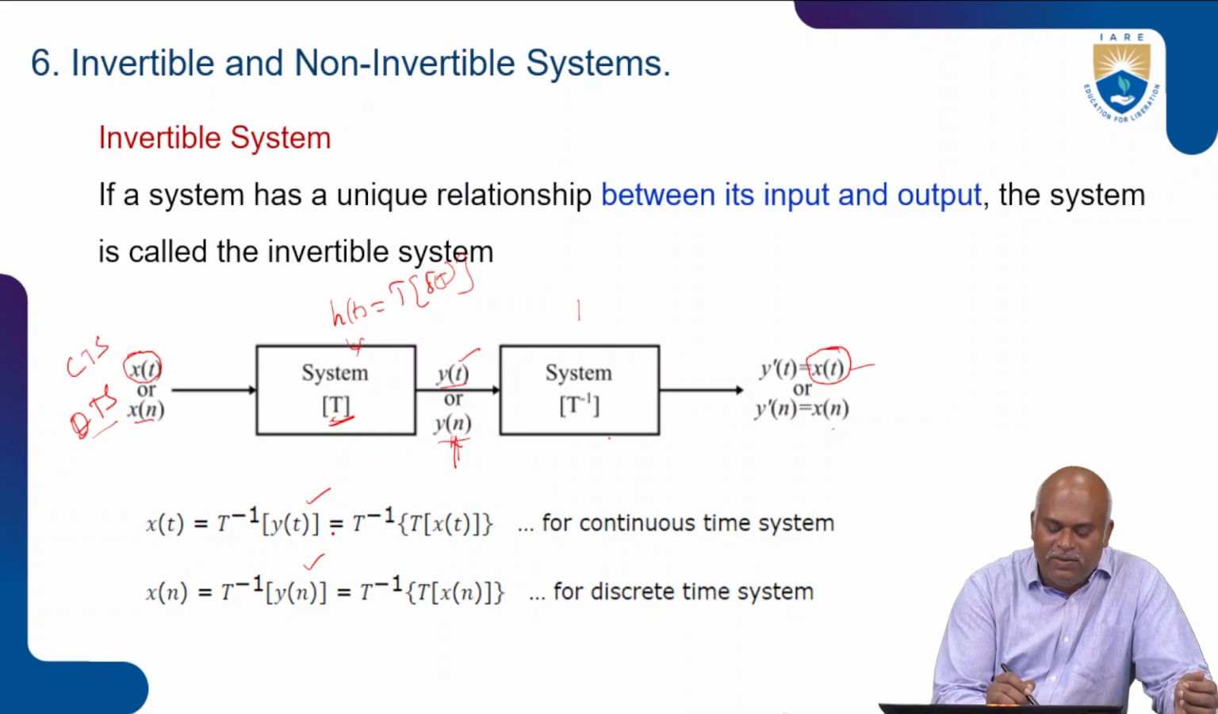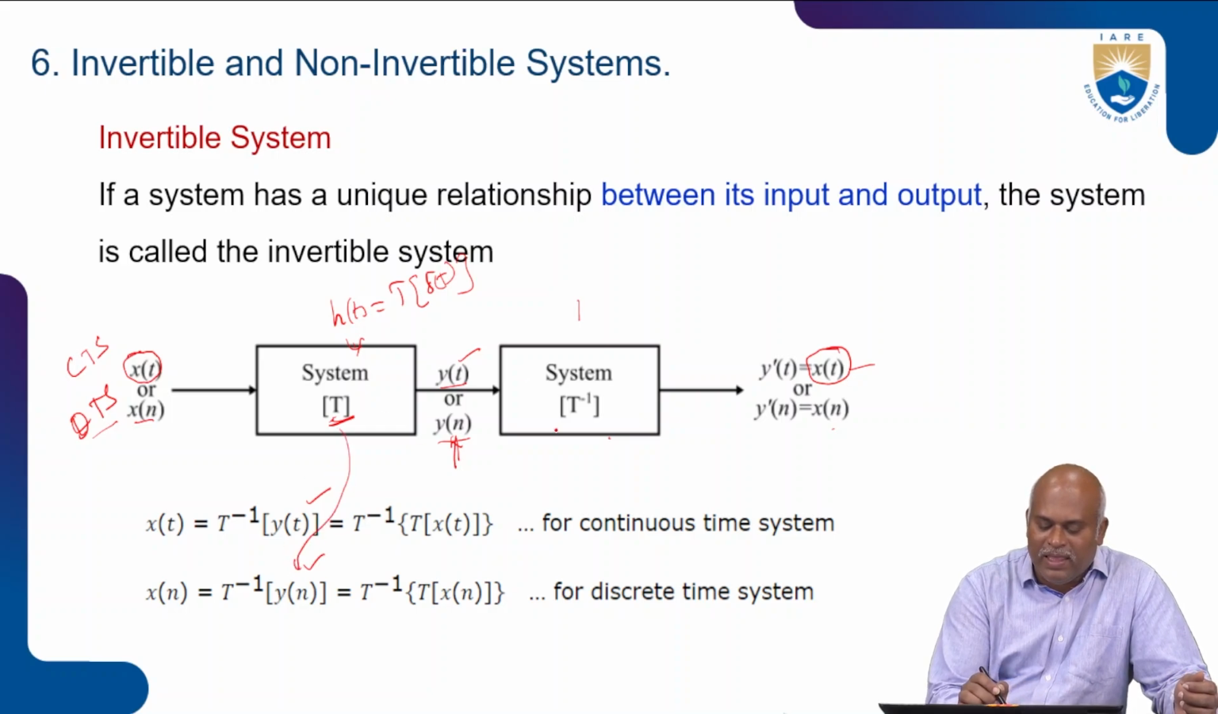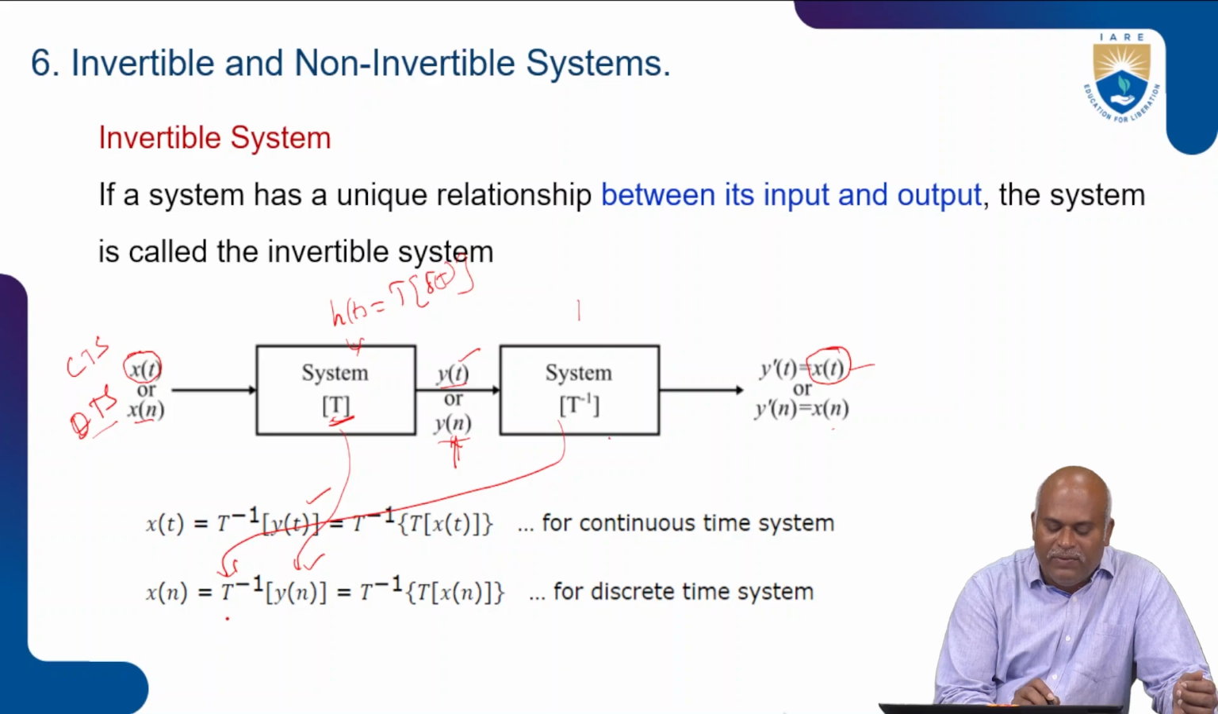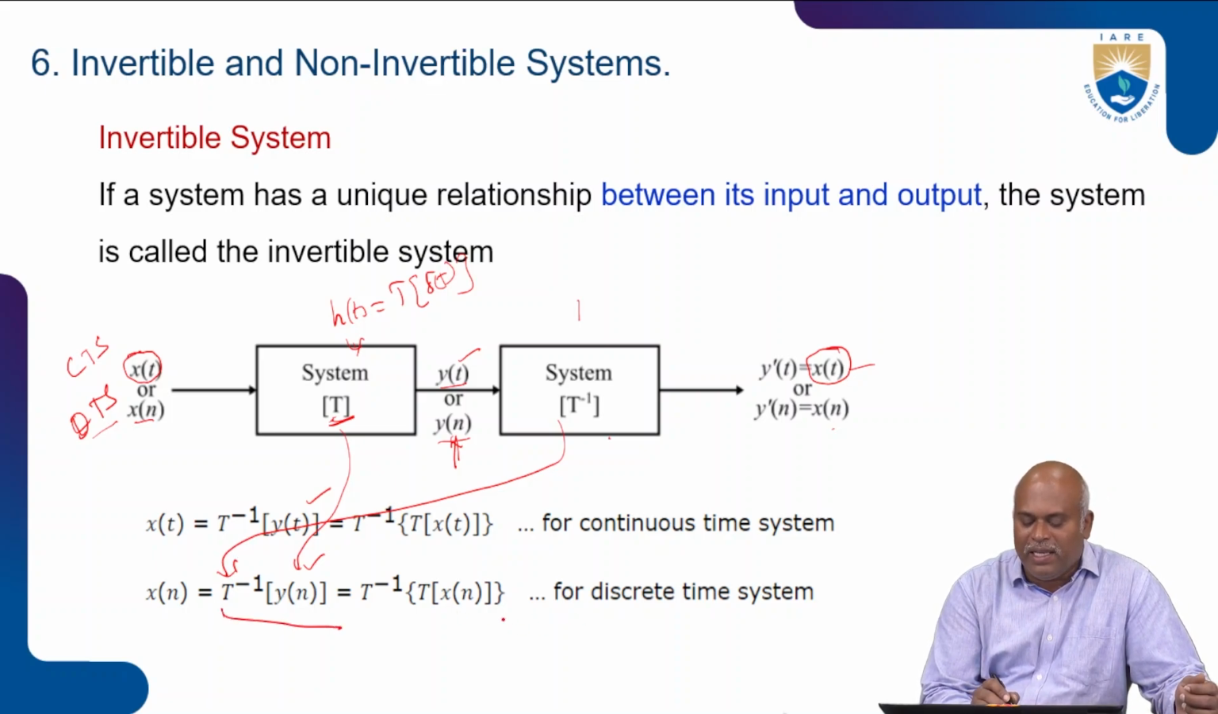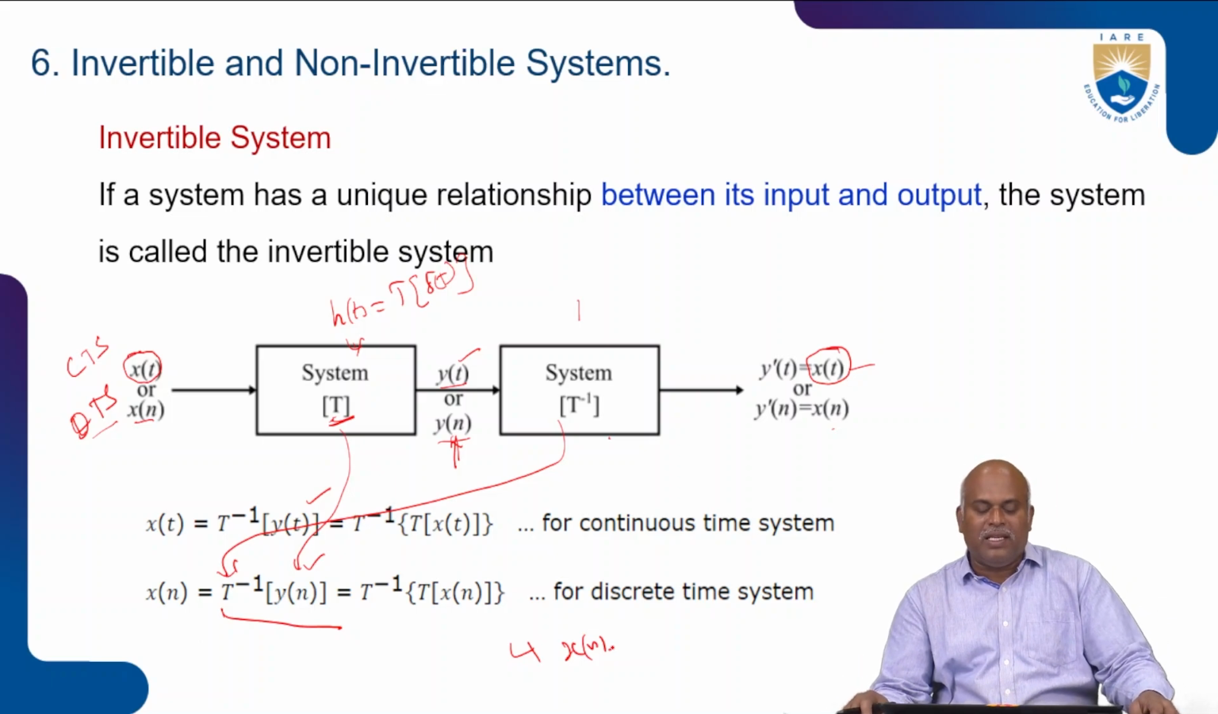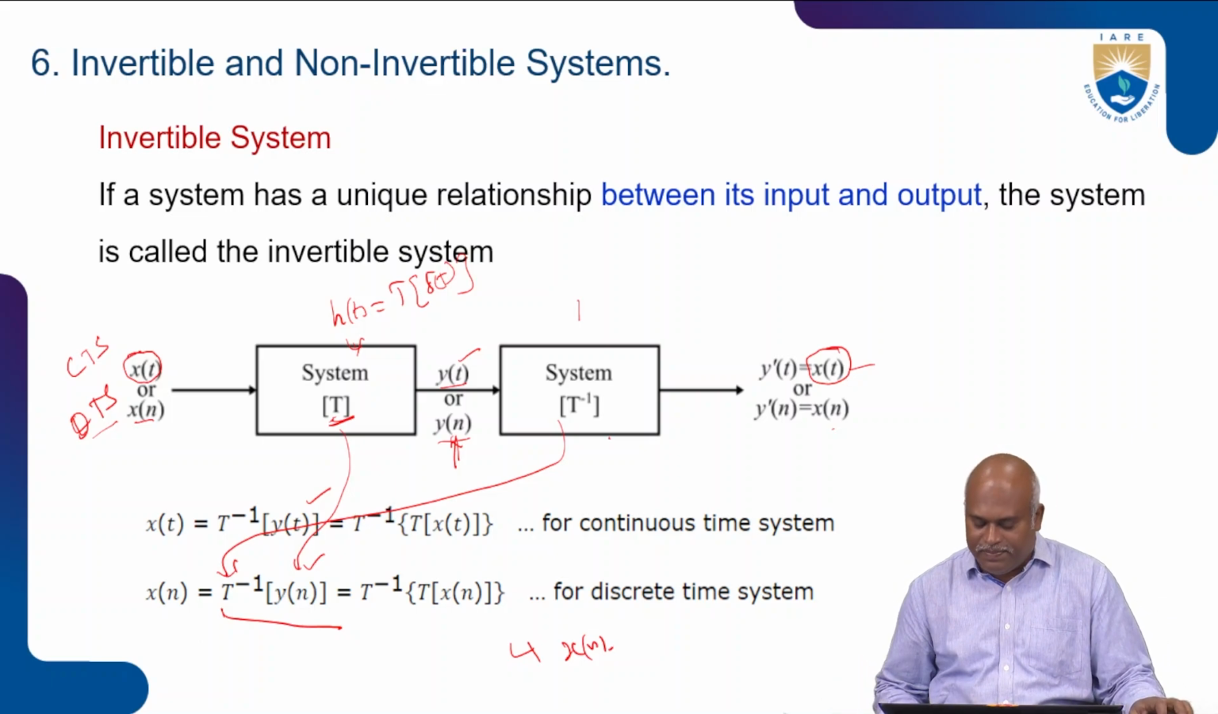So this is the performance of the first case. This is the performance of the second case. If you do it simultaneously for all, we get the output for the input x of n. So this kind of system is represented as a discrete invertible system.